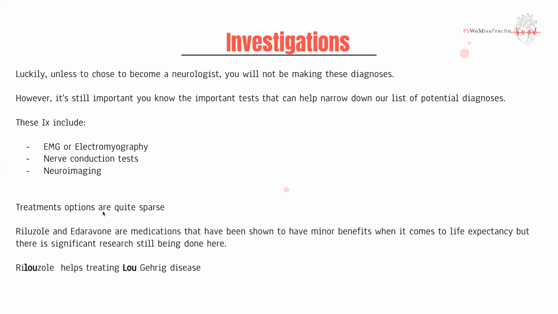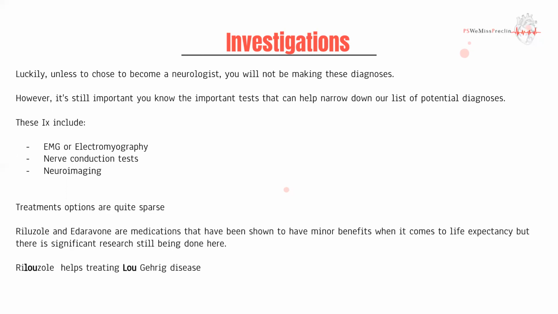Now, when it comes to investigations, unless you are the neurologist, it's very unlikely you're going to be making these diagnoses. But before you get them onto that level, you want to perform some tests to rule out or rule in certain other conditions. Investigations that are important include EMGs, or electromyography, and this is often where we test a muscle's response to an electric stimulus. We can also do nerve conduction tests to see if the actual transmission of the nervous impulse within a nerve is slowed or not. We can also do neuroimaging, which would be a CT or an MRI, to distinguish other conditions like MS that could potentially present in a similar way.